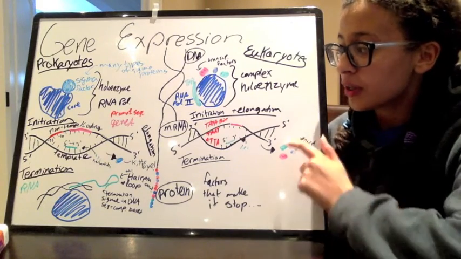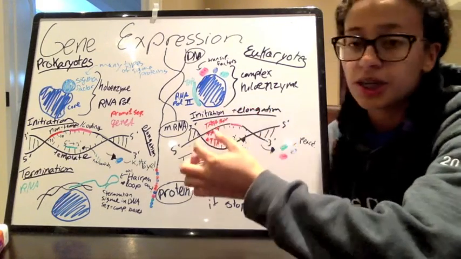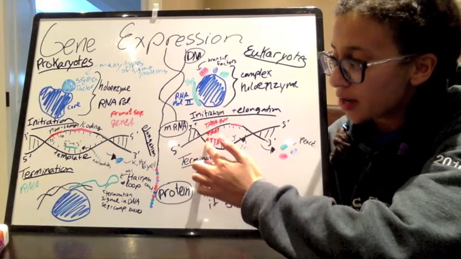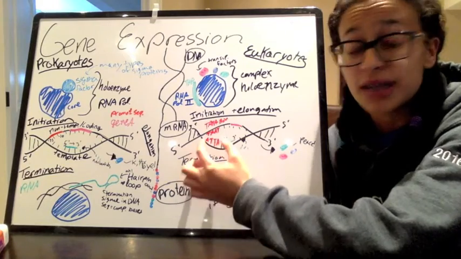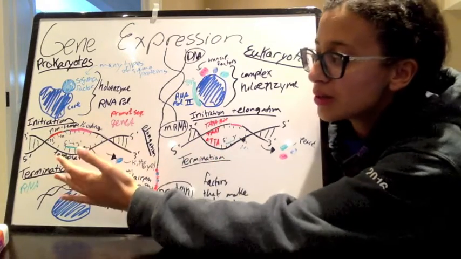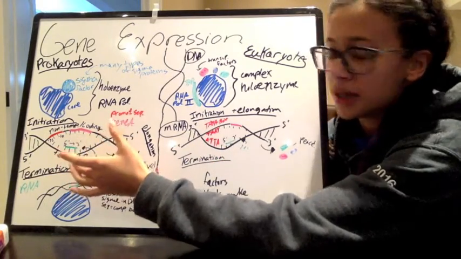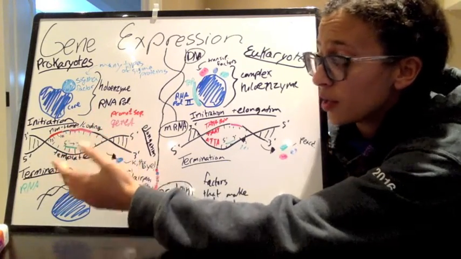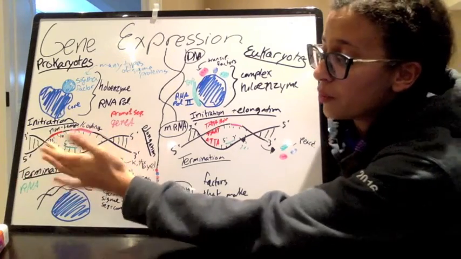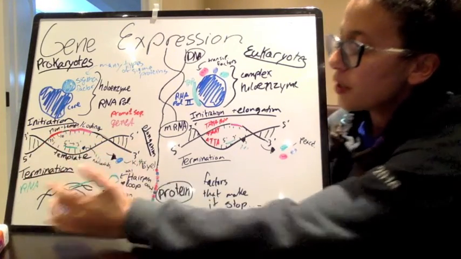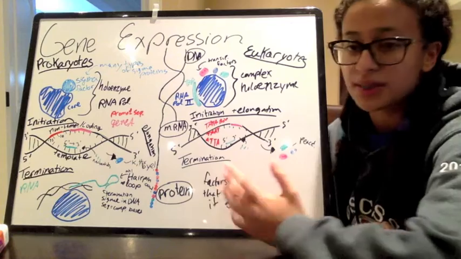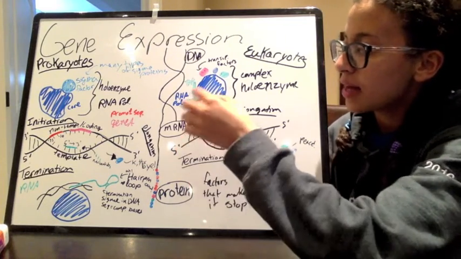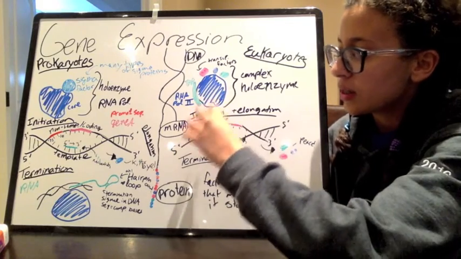So first of all, here we're going to have the initiation. It's going to start with this TATA-binding protein, which is going to find this region that we call the TATA box. So instead of having promoter sequences like we did in initiation of prokaryotes, where you had the minus 35 and the minus 10 boxes, we have this thing called a TATA box.